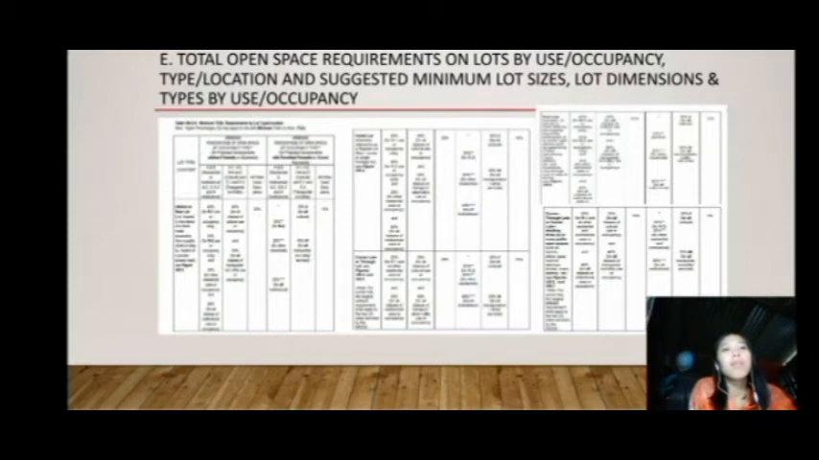For E, total open space requirements on lots by use or occupancy, type or location, and suggested minimum lot sizes, lot dimensions, and type by use or occupancy, please refer to the PDF.